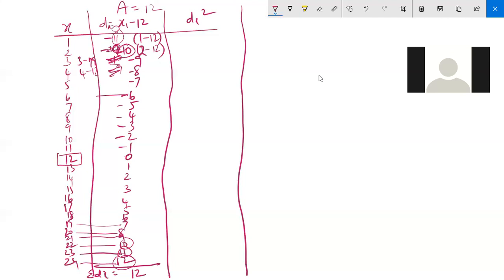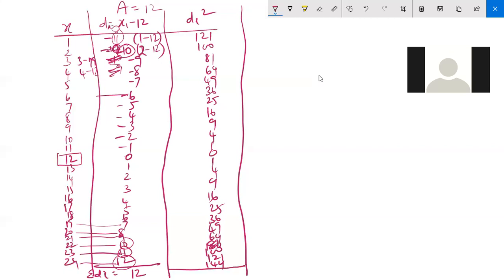Sigma d of i squared: minus 11 into minus 11 is 121, this is 100, this is 81, this is 64, this is 49, this is 36, this is 25, this is 16, 9, 4, 1, 0. Then 1, 4, 9, 16, 25, 36, 49, 64, 81, then 100, then 121, then 144. Now we have to add up everything.